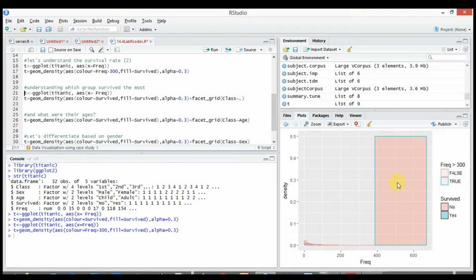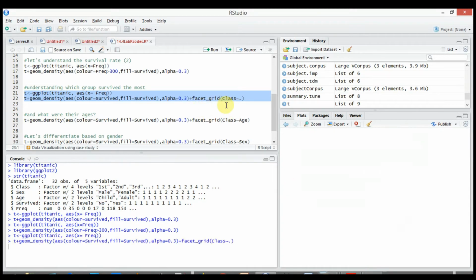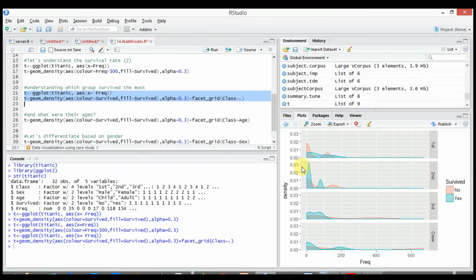Now, let's take this one step further and understand which group survived the most. By applying facet_grid on Class, we can clearly observe the crew survived the most, followed by the first class.